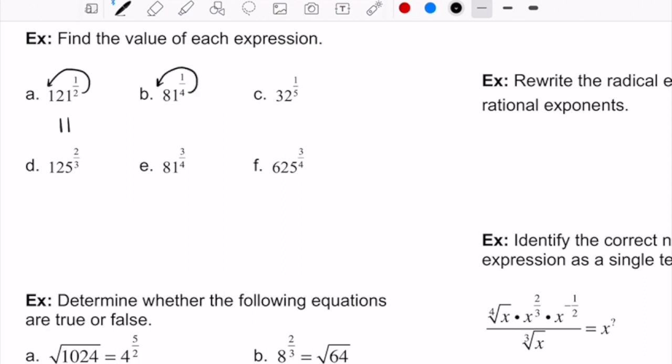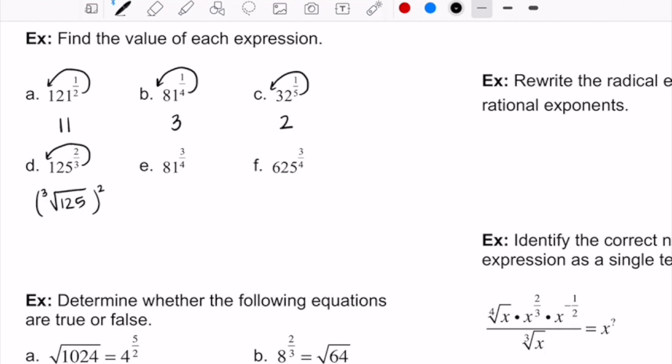The fourth root of 81 would be 3, because 3 times 3 times 3 times 3 would give you back 81. The fifth root of 32 would be 2. We already did that one up above. Down here in D through F, these problems have an additional step, so I will rewrite these. The denominator of the rational exponent becomes the index of the radical. So 125 to the 2/3 power becomes the cube root of 125 squared.